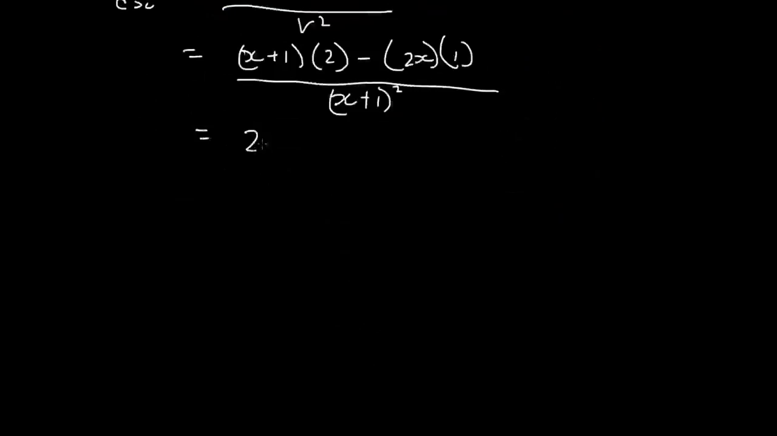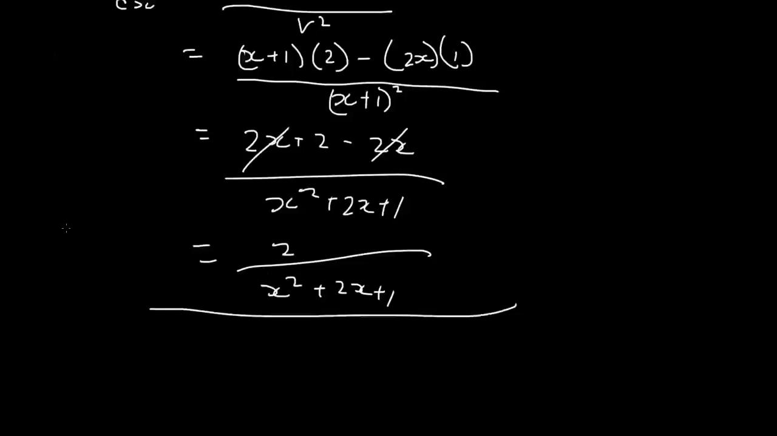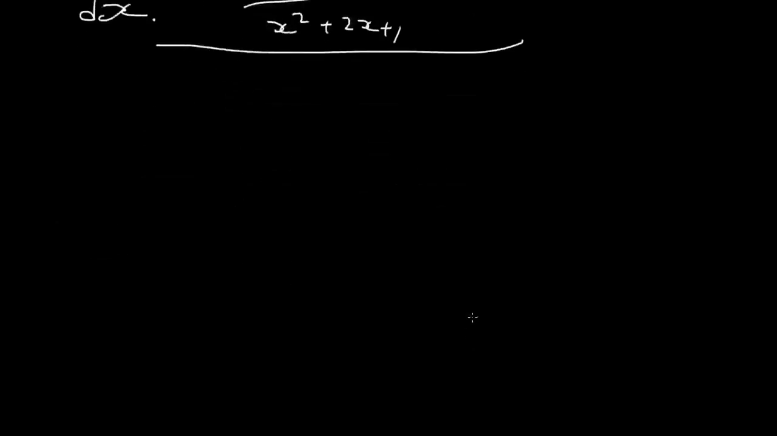So this is 2x plus 2 minus 2x over x squared plus 2x plus 1. That is equal to, those two cancel, it gives 2 over x squared plus 2x plus 1. And there you go. There is your derivative, your dy by dx, using the quotient rule. Fantastic. And then let's quickly do example 34.